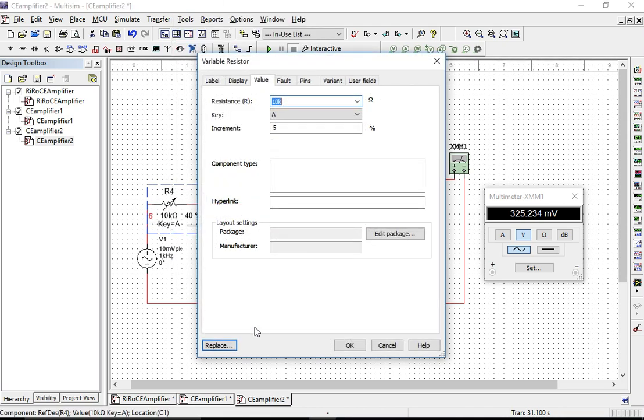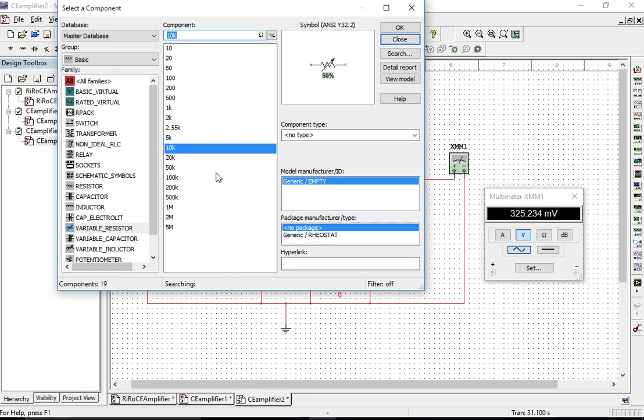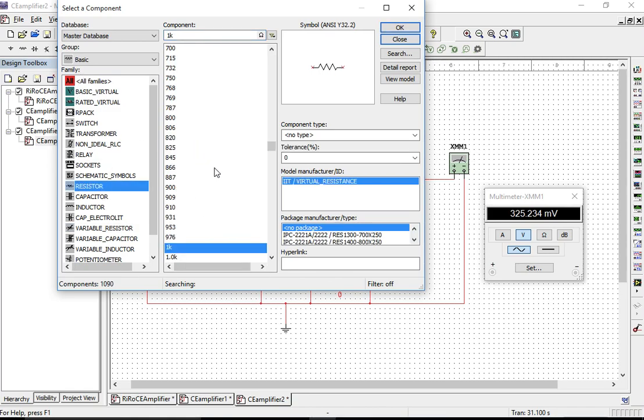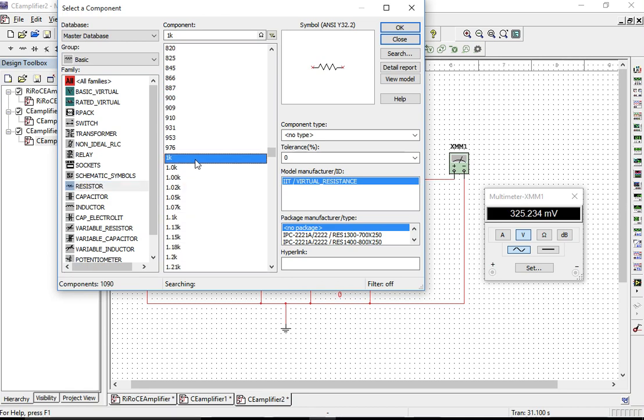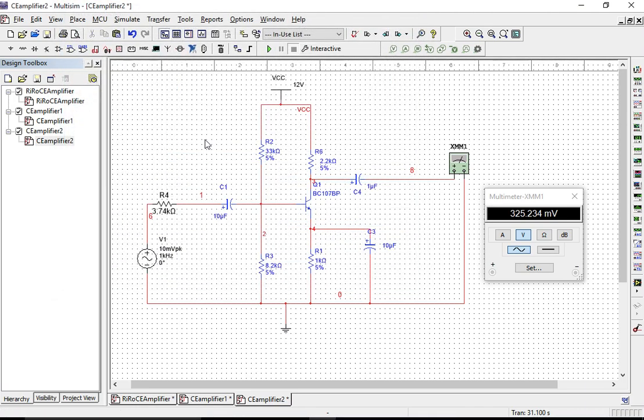Double click on this one, replace with ordinary resistor. So between 3.5k and 4k. So let me take a resistance of 3.774k. These are abnormal values. Resistors may not be available outside for these values. So again I will simulate it.